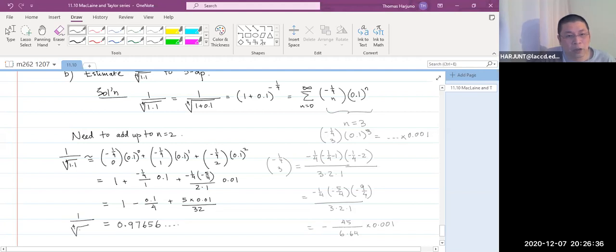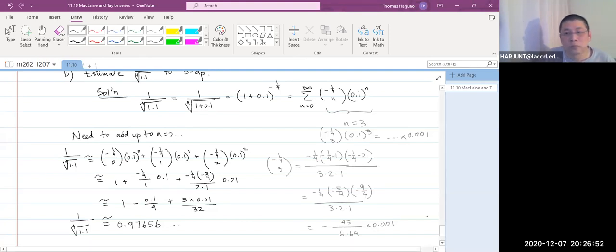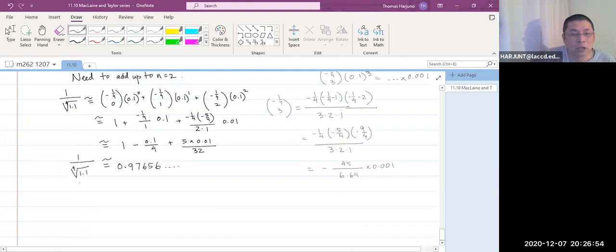Now using a calculator, the actual value of 1.1 to the power of negative 1/4 is 0.97645 and so on. So notice that we are accurate to the third decimal place.